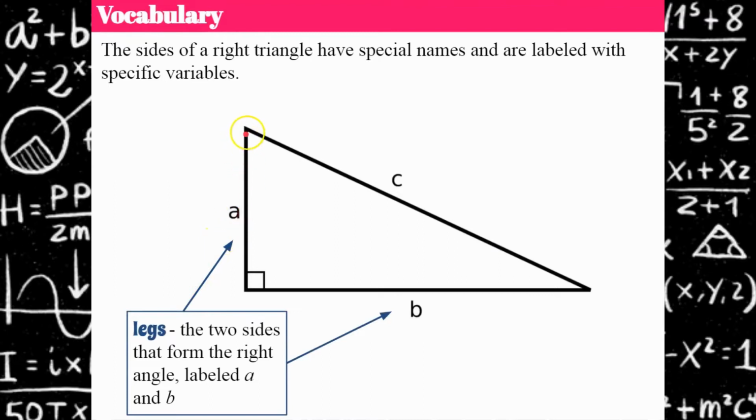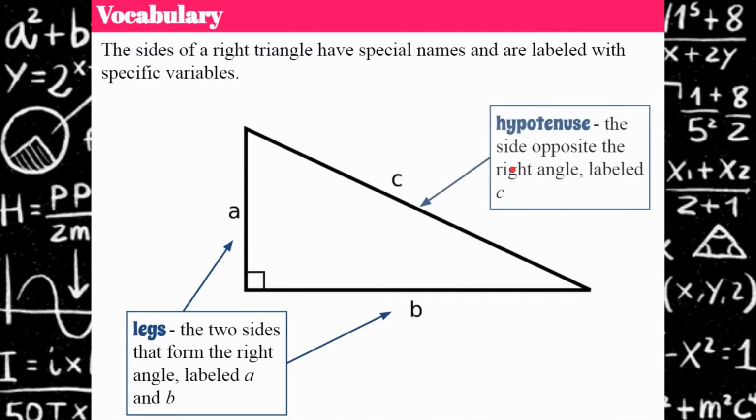The legs of a right triangle are the two sides of the triangle that form a 90-degree angle. Sides A and B, those letters, those variables, are what we use to denote the legs when using the Pythagorean theorem. So if you see a right triangle with variables A and B, you can rest assured that they're referring to legs. But to be double sure, make sure that they are the two sides that form the right angle. And we call those the legs.